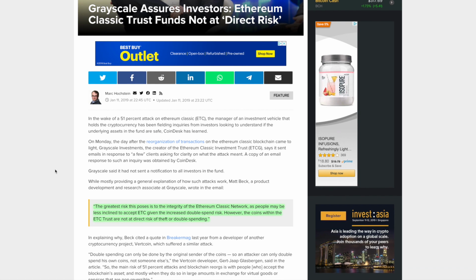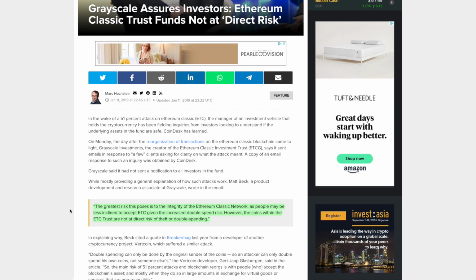The key point here is the greatest risk posed to the integrity of the Ethereum Classic network, as people may be less inclined to accept ETC given the increased double spend risk. However, the coins within the Ethereum Classic Trust are not at a direct risk of theft or double spending. So this is what the news was back in January, at the beginning of this year, once this 51% attack took place. Take from this what you will.